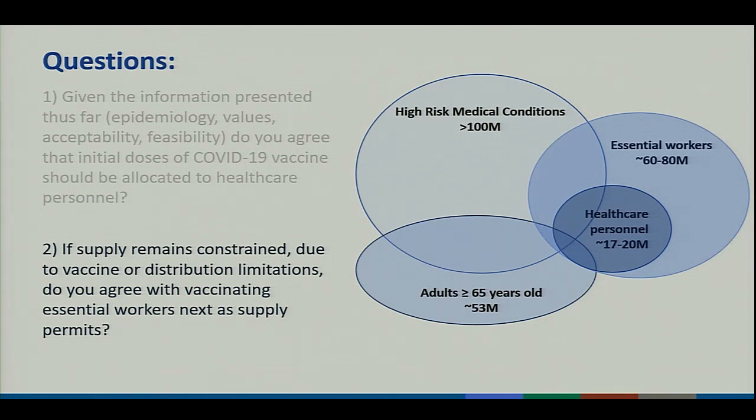As I would expect, for each of these populations, the percentage of individuals that would accept these vaccines could be quite variable by population as well as geographically.